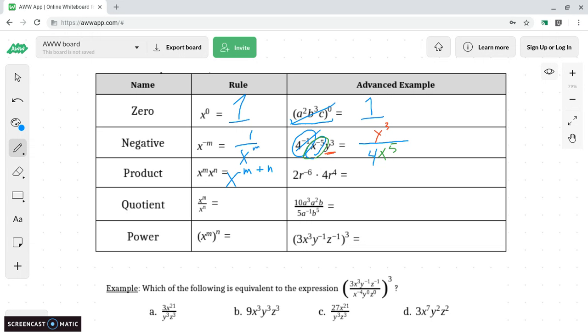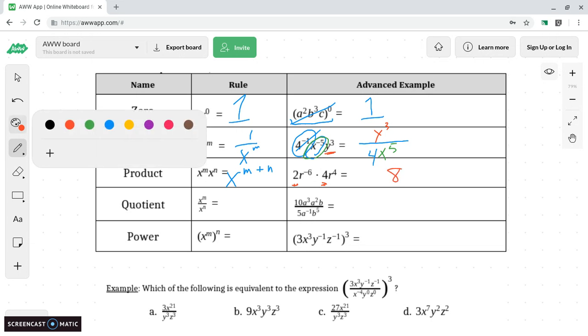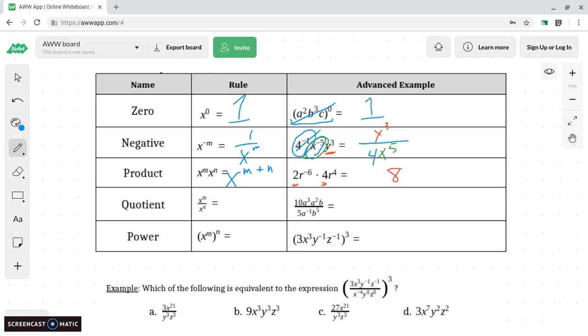So in the example, it's a little different because we have coefficients. For the coefficients, they are not exponents. So we are going to multiply the 2 and the 4. When we multiply 2 and 4, we get 8. And then we can look at our r. So we have r to the negative 6th and r to the 4th. We want to add our exponents. Negative 6 plus 4 is negative 2.